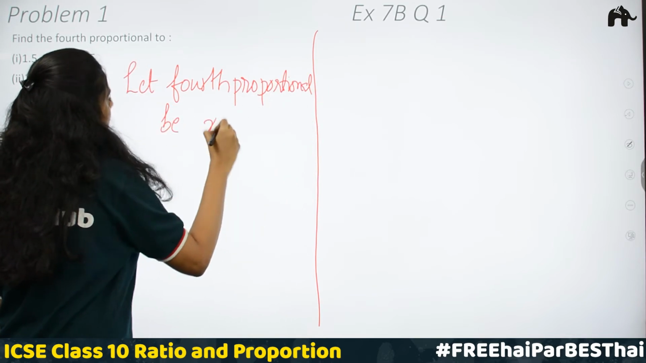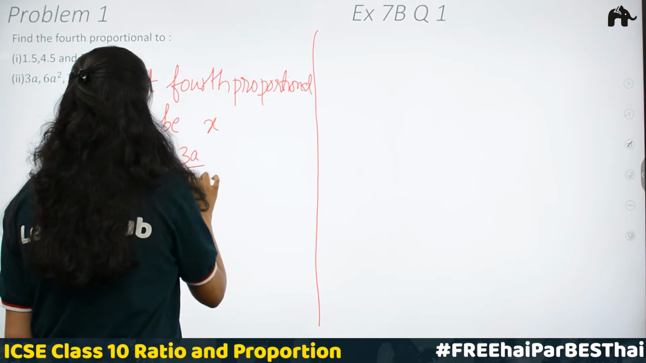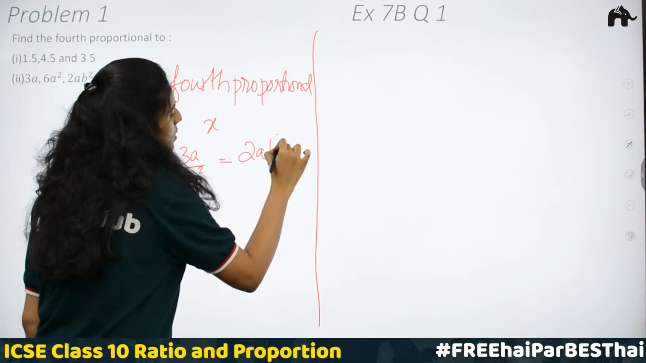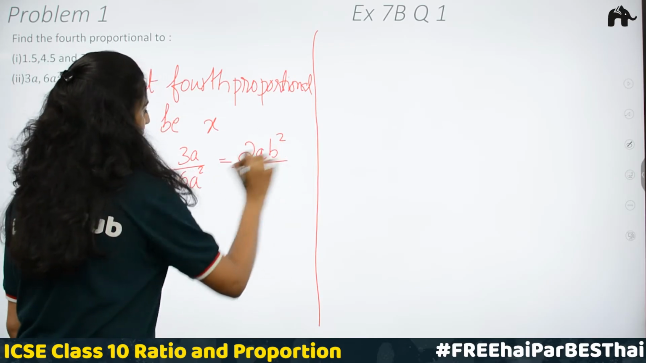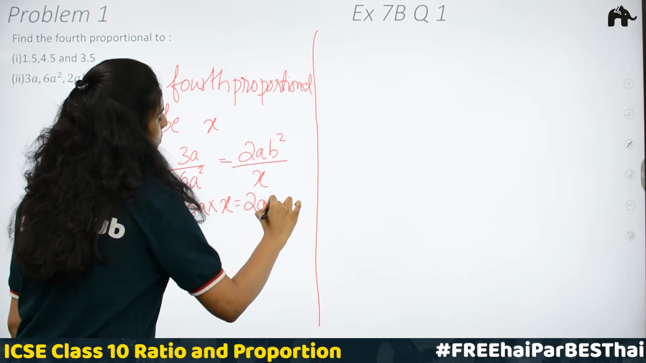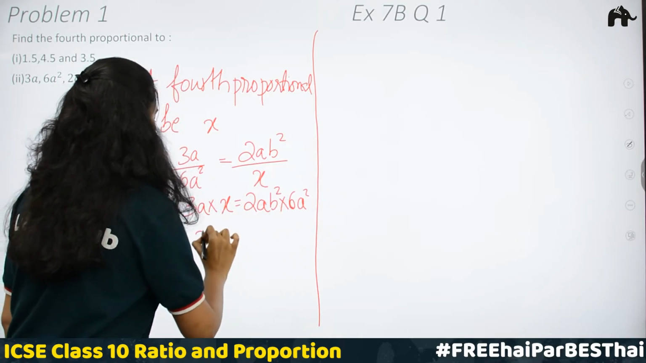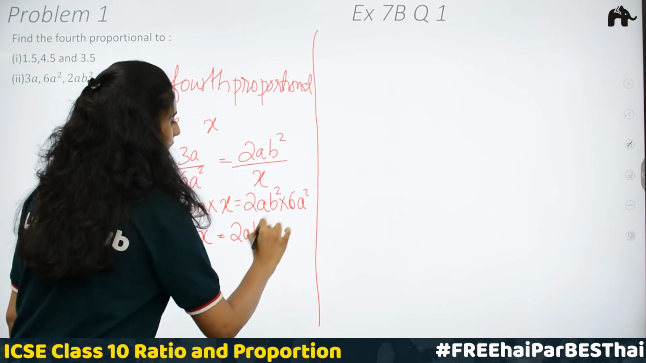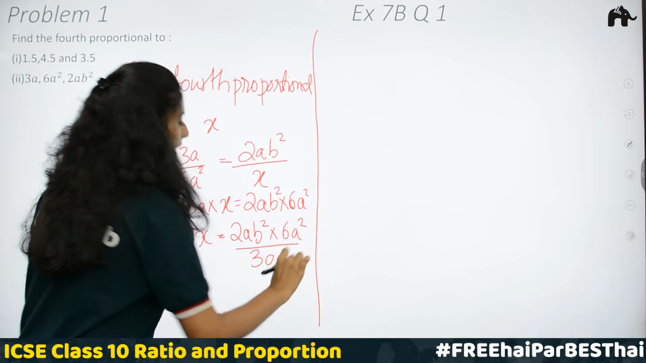Let the fourth proportional be x. This can be written as 3a divided by 6a square is equal to 2ab square divided by x. We need to find x. Cross multiplying, 3a into x is equal to 2ab square into 6a square. That is, x is equal to 2ab square into 6a square divided by 3a.